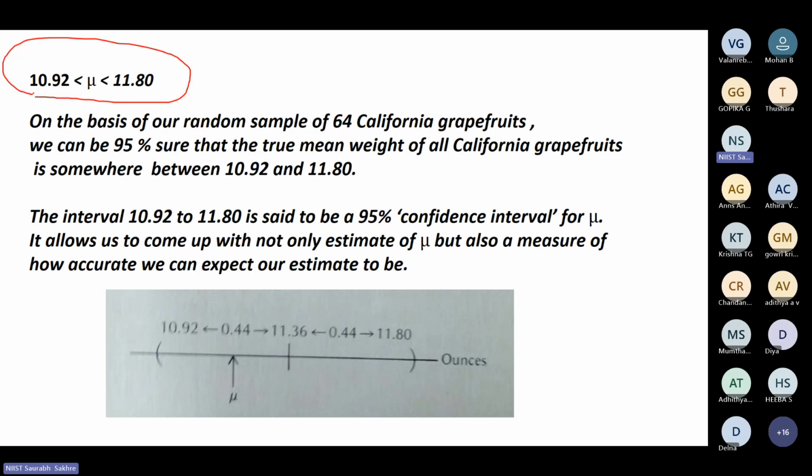So what does it mean? It means that on the basis of our random sample of 64 California grapefruits, we can be 95% sure, that is where our confidence interval lies, that the true mean weight of all California grapefruits is somewhere between 10.92 and 11.80.